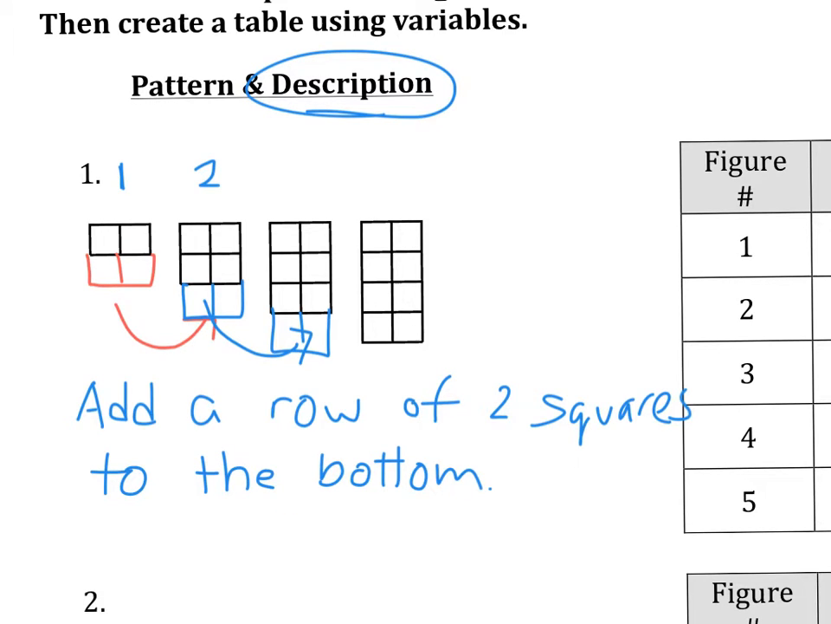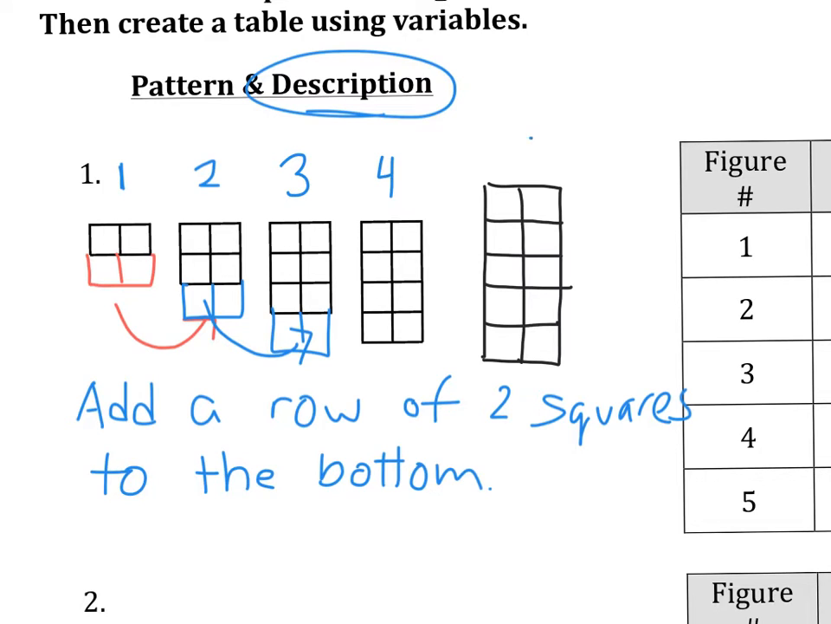So it asks us to draw the next one. And I tend to draw bigger than they give me because I prefer the space. And there we go. That would be my 5th figure. 3rd figure, 4th figure, 5th figure. So we recognize that there is a pattern. We're just adding something to the bottom.